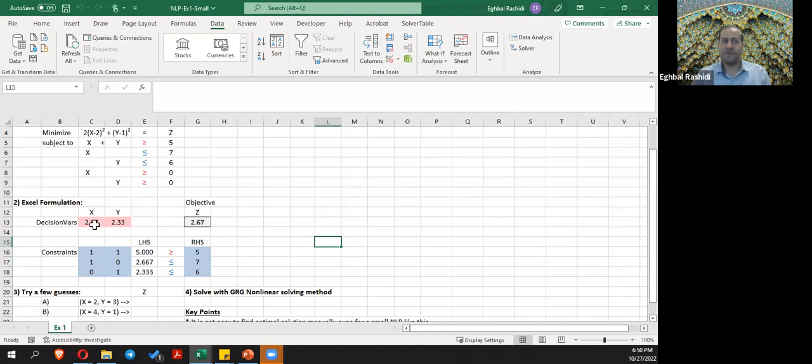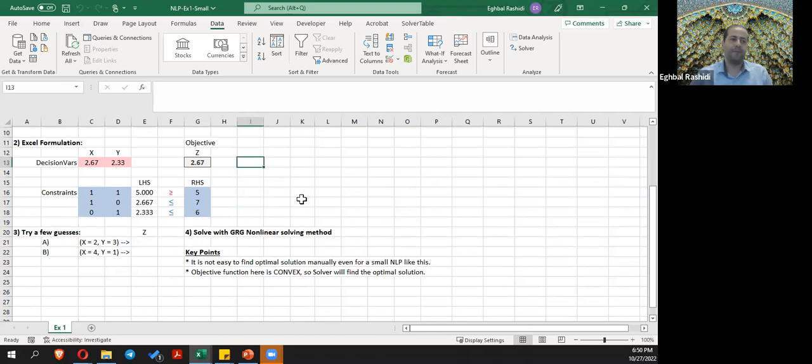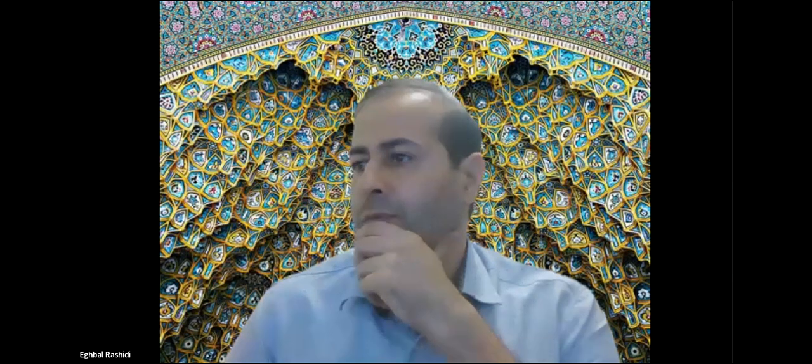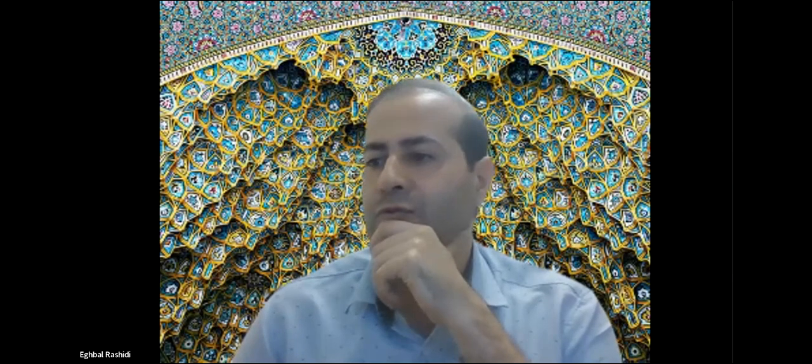And the optimal solution is x should be 2.67, y should be 2.33. And with that, we're going to get z equal to 2.67. All right. Let me go back to the slide.